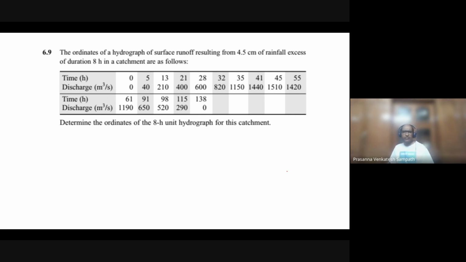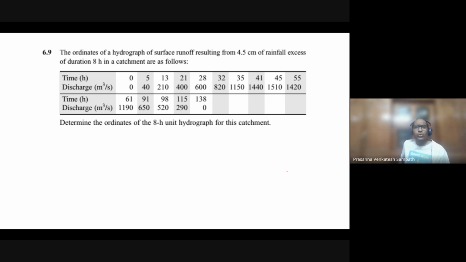Okay, so now this is a standard problem. The ordinates of a hydrograph of surface runoff resulting from 4.5 centimeters of excess rainfall of duration 8 hours in a catchment are as follows. Right, so I get 4.5 centimeters of excess rainfall in 8 hours. So the excess rainfall amount is known, and the runoff produced is given here. And the question is to determine the ordinates of the 8-hour unit hydrograph for this particular catchment.